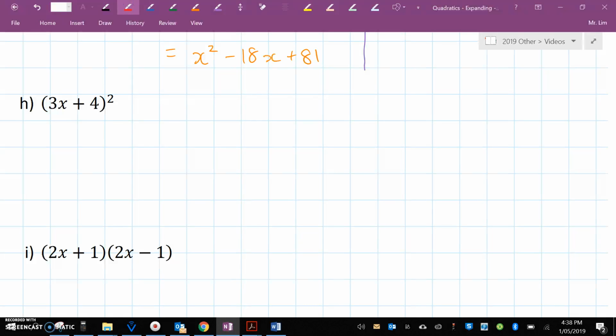Question H, we're going to do the same thing. It is a perfect square, which means I'm going to do the shortcut method. I'm going to square the first term, 9x squared. I'm going to multiply 3x, positive 4, and 2. 3x times 4 is 12x times 2 is 24x. And then I'm going to square the second term, which is positive 16.